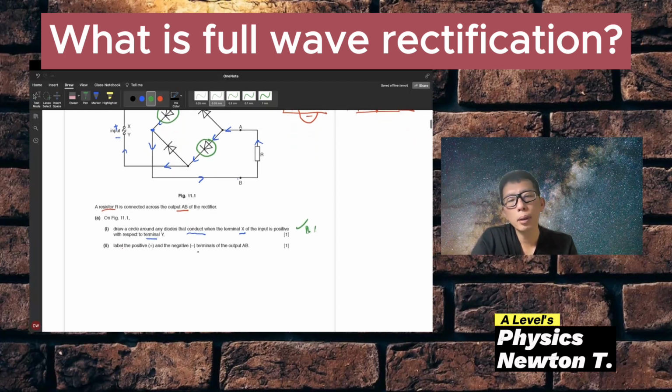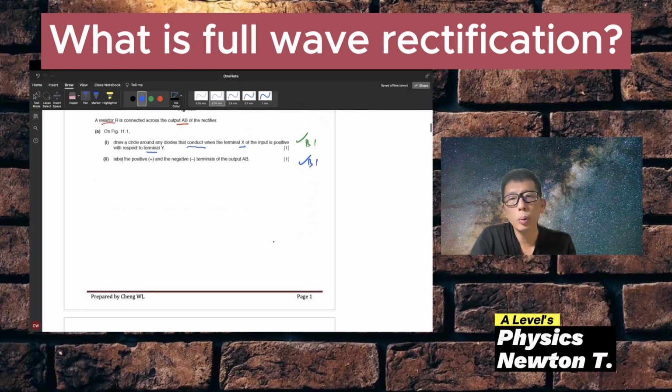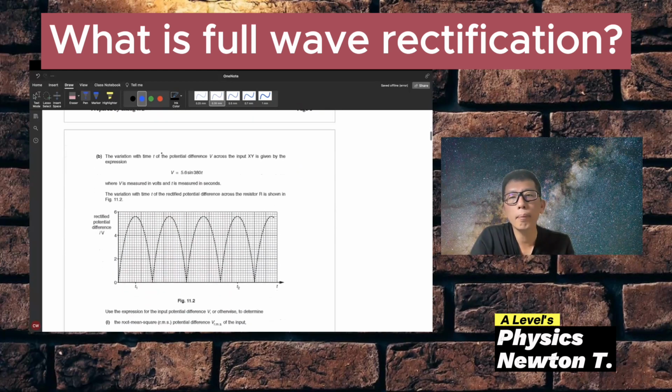Label the positive and negative terminal of output AB. AB is here, so you can see the current is coming from B and then going to A. So B must be positive, A must be negative. So you just have to label the positive and negative on this AB. So this is another mark for you. Okay, after that let's go to the next part.